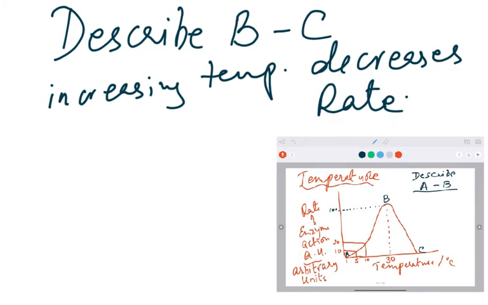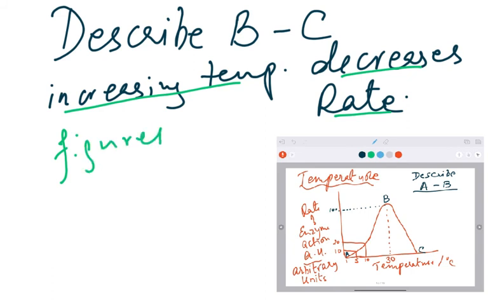Now in describe B to C, what happens? Increasing temperature decreases the rate. So you give me some figures from the graph, that maybe at 35 this was the rate, and then as it is increased, what was the rate? So you give me figures from the graph.